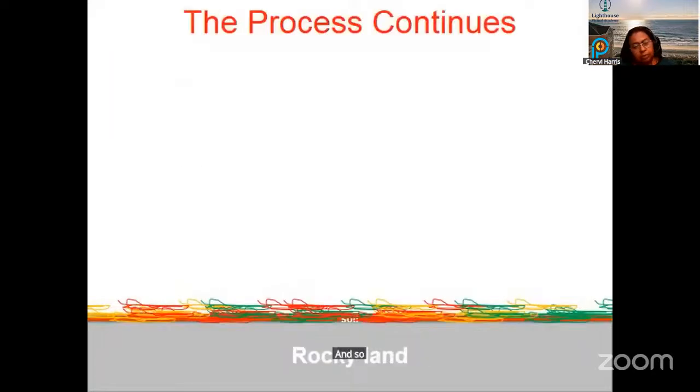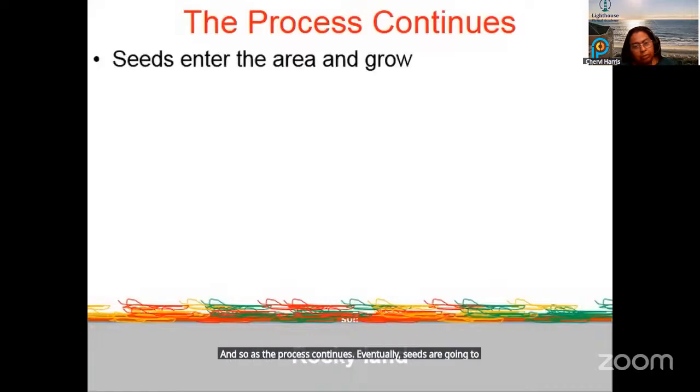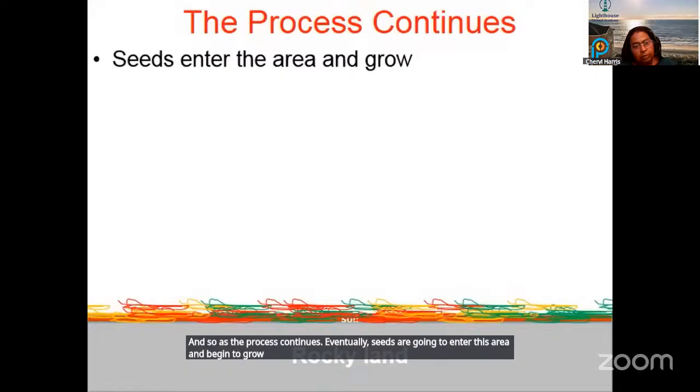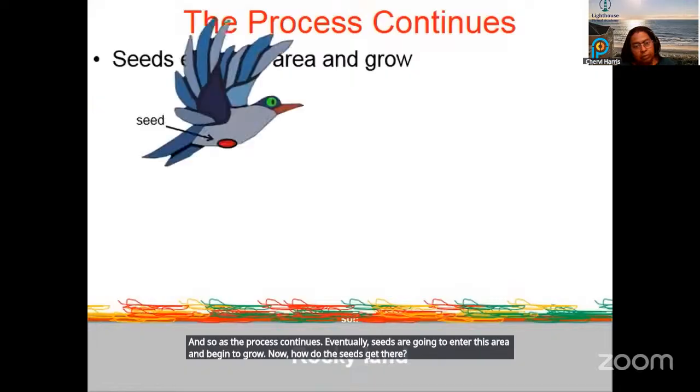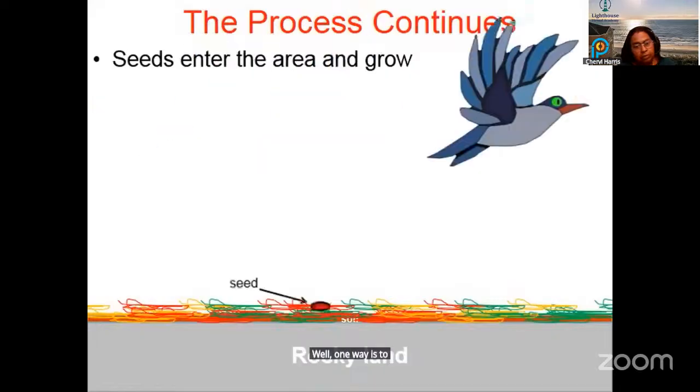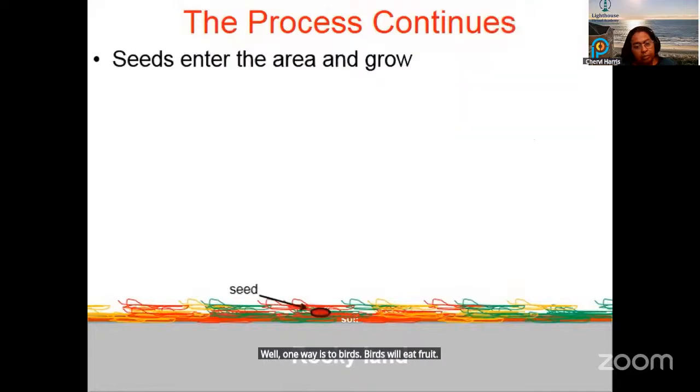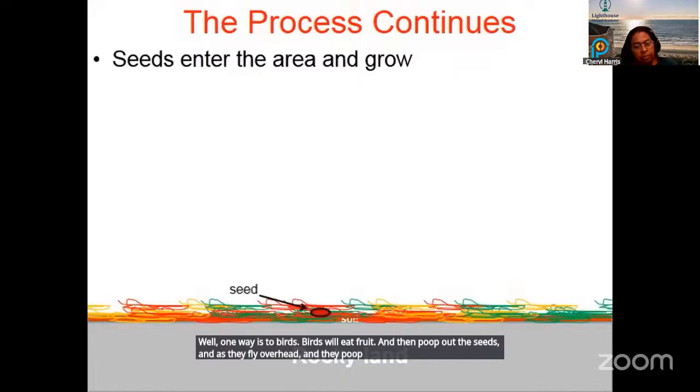And so as the process continues, eventually seeds are going to enter this area and begin to grow. Now, how do the seeds get there? Well, one way is through birds. Birds will eat fruit and then poop out the seeds. And as they fly overhead and poop out their seeds, the seeds land in this new area.